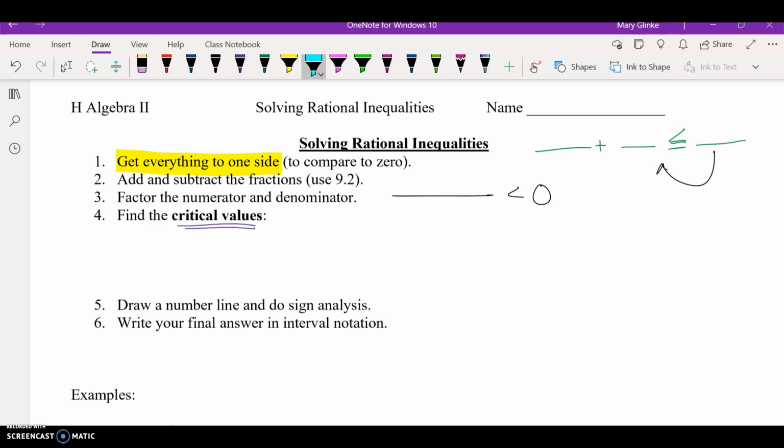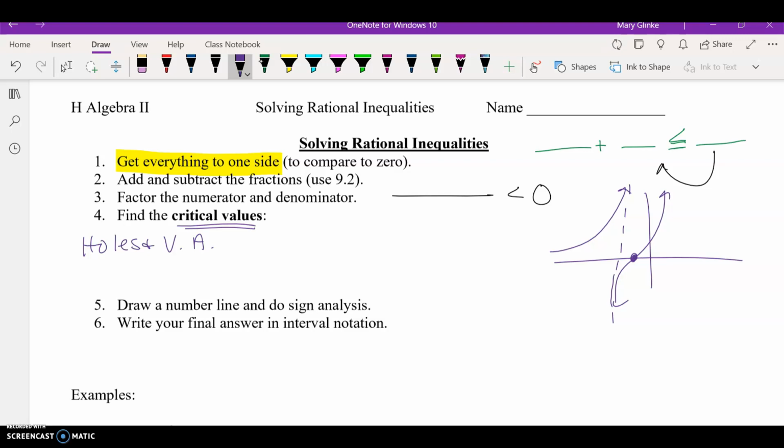Now your critical values are places on your graph where you can change from being above to being below. So critical values are going to happen both from x-intercepts and also from asymptotes. So we're going to want to go ahead and find your vertical asymptotes, and along that line we'll go ahead and say holes. So any holes and vertical asymptotes, they're going to come from our denominator set equal to 0. These are excluded values, and they will never be included in our solution.